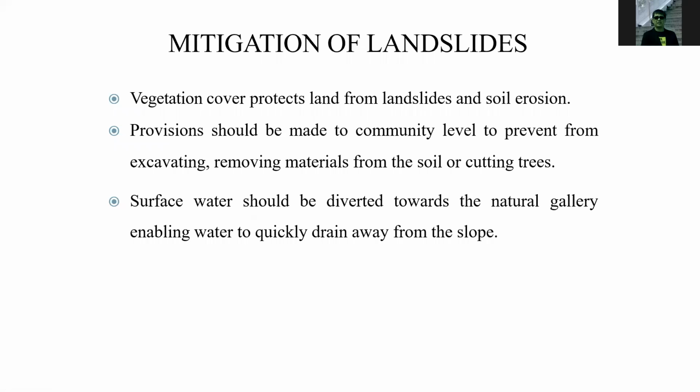Mitigations of landslides. Vegetation cover protects lands from landslides and soil erosion. So planting more trees will eventually prevent landslide. Provision should be made for the community to prevent excavating, removing material from the soil, or cutting trees. Surface water should be diverted towards a natural gallery, enabling water to quickly drain away from the slope. So you need to return the natural arteries of water on the land, so that it will prevent soil erosion or landslide.